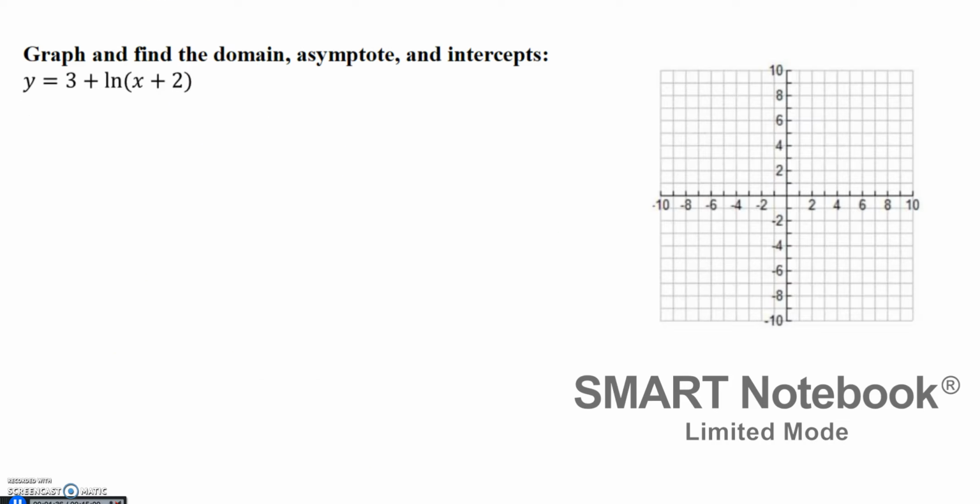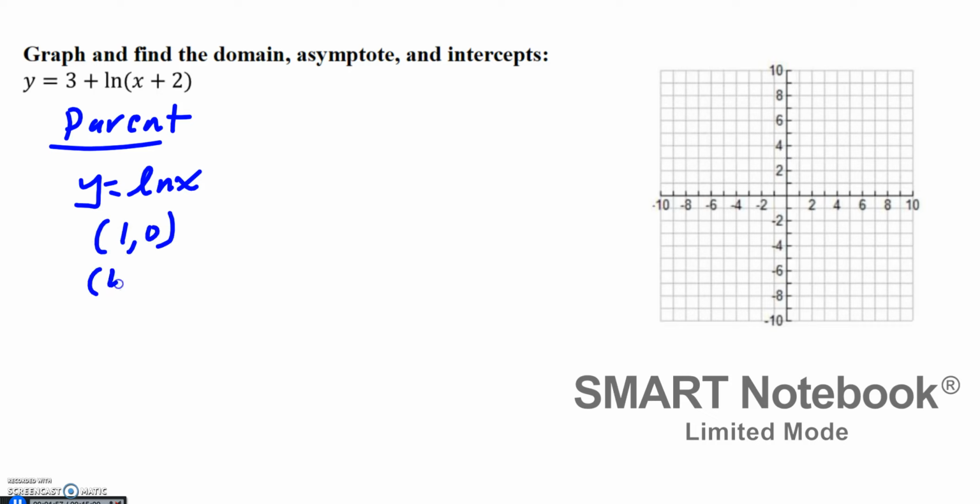Number 2, graph and find the domain, asymptotes, and intercepts of this log function. My suggestion on this is always to consider the parent function first, which the most basic one would be just y equals ln of x. And if you have any kind of log function, there's always 2 points that you always go through. One of them is 1, 0, and the other one is your base, 1. And so in this case, 1, 0, and the base of e, or the base of ln, is e. So the 2 points you start with are 1, 0, and e, 1.